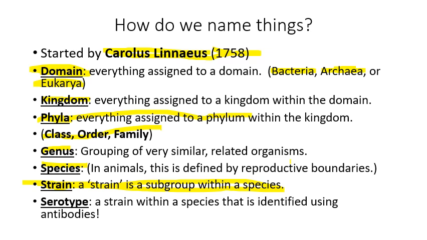Another way that you can describe a subcategory within a species is to refer to it as a serotype. Now the term serotype is very interesting because serotype refers to identifying bacteria or protists or yeasts using antibodies. So there is a branch of microbiology and immunology that's referred to as serology.